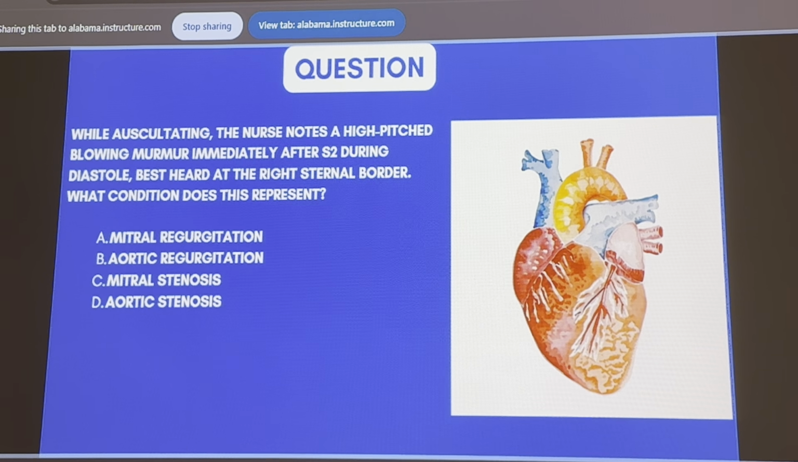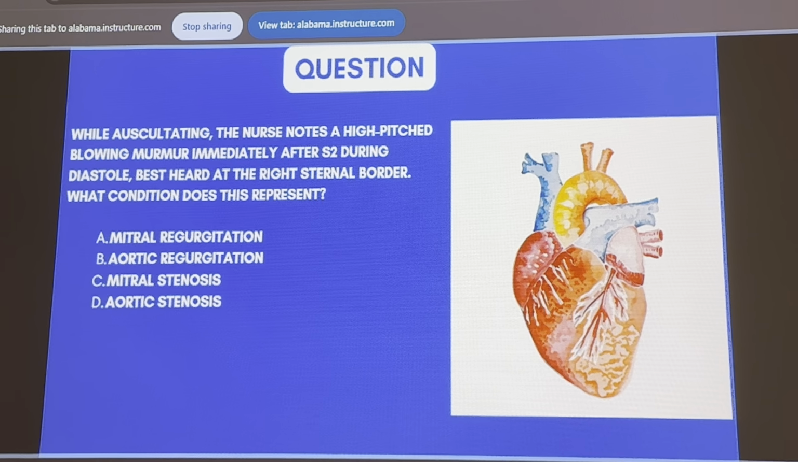So let's get a question going. While auscultating, the nurse notes a high-pitched blowing murmur immediately after S2 during diastole, best heard at the right sternal border. What condition does this represent? B, aortic regurgitation. Okay?